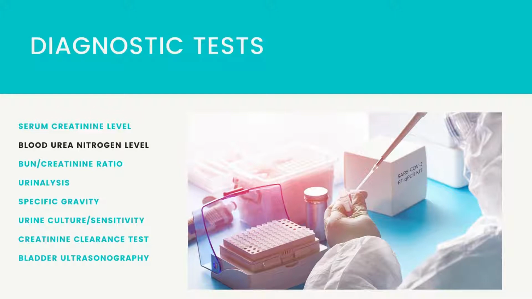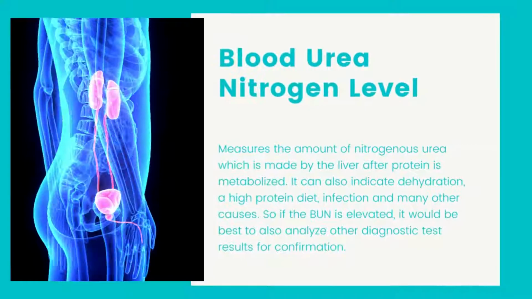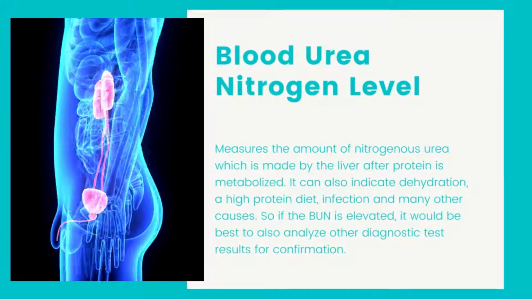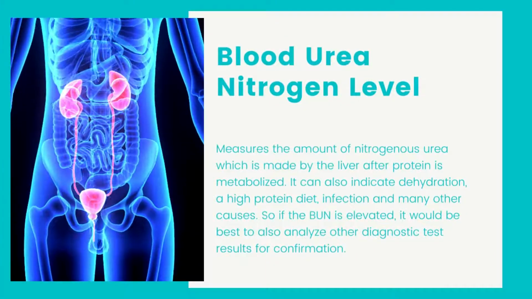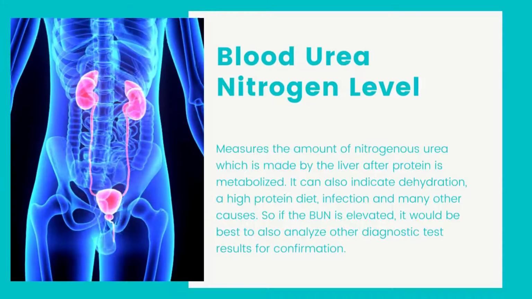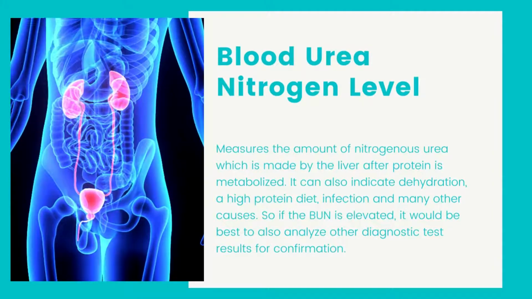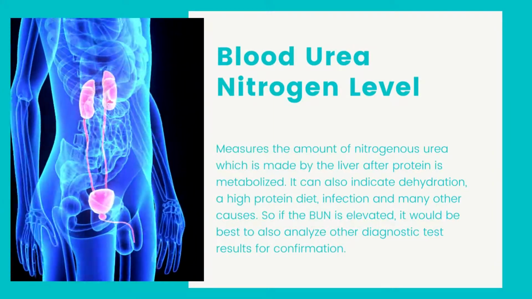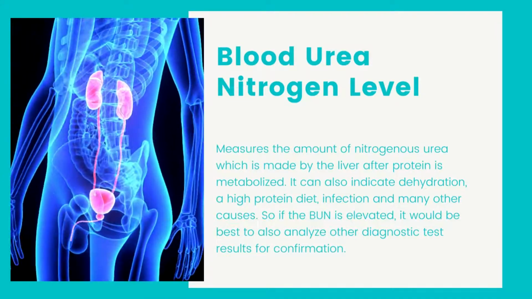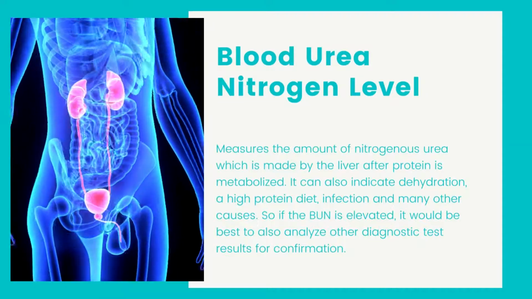Blood urea nitrogen level. This test measures the amount of nitrogenous urea which is made by the liver after protein is metabolized. Important to know for exams is that an elevated BUN level does not indicate renal disease. It can also indicate dehydration, a high protein diet, infection, and many other causes. So, if the BUN is elevated, it would be best to also analyze other diagnostic test results for confirmation.